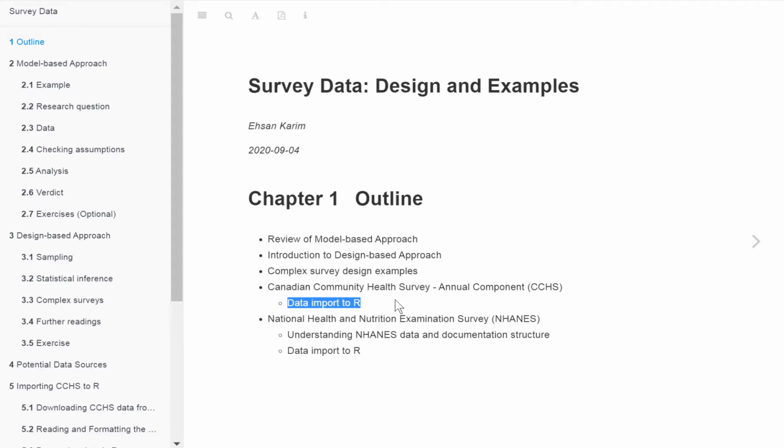So the other survey data analysis example that I will show is from the US CDC. It's called the National Health and Nutrition Examination Survey, or the NHANES. I will discuss some of the data and documentation structure for that NHANES data, and then I will also show you how to import that data into R.